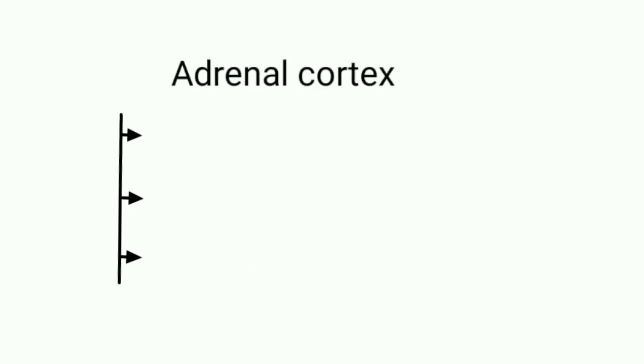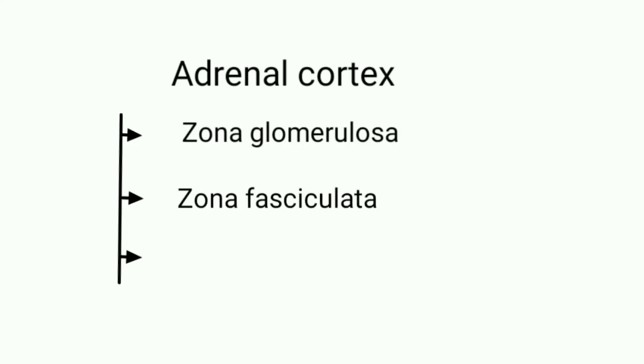The cortex itself is divided into three regions. Outer layer zona glomerulosa, middle layer zona fasciculata, inner layer zona reticularis. Each layer produces steroid hormones from the precursor cholesterol.